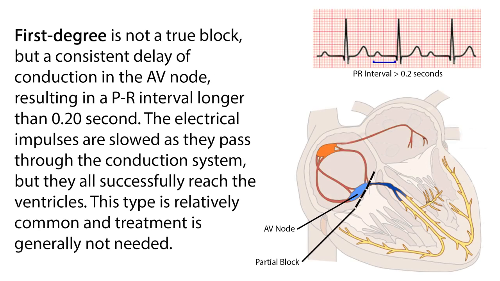First degree is not a true block, but a consistent delay of conduction in the AV node, resulting in a PR interval longer than 0.20 second. The electrical impulses are slowed as they pass through the conduction system, but they all successfully reach the ventricles. This type is relatively common and treatment is generally not needed.